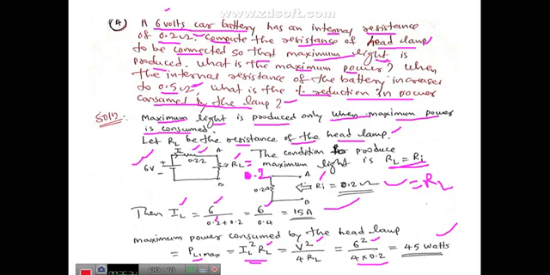Similarly, you can find the power consumed by the lamp when the internal resistance is 0.5 ohm. Then you can find the percentage reduction in the power consumed by the lamp.